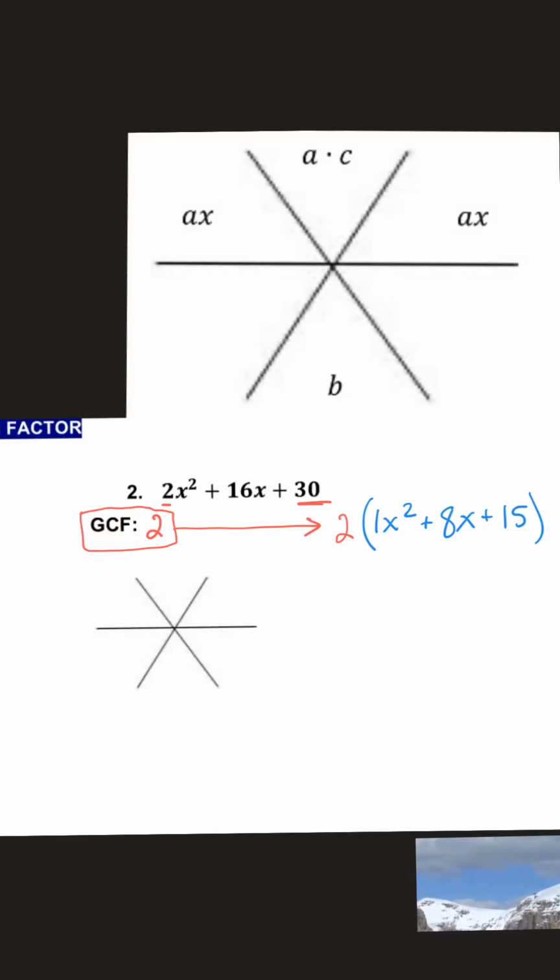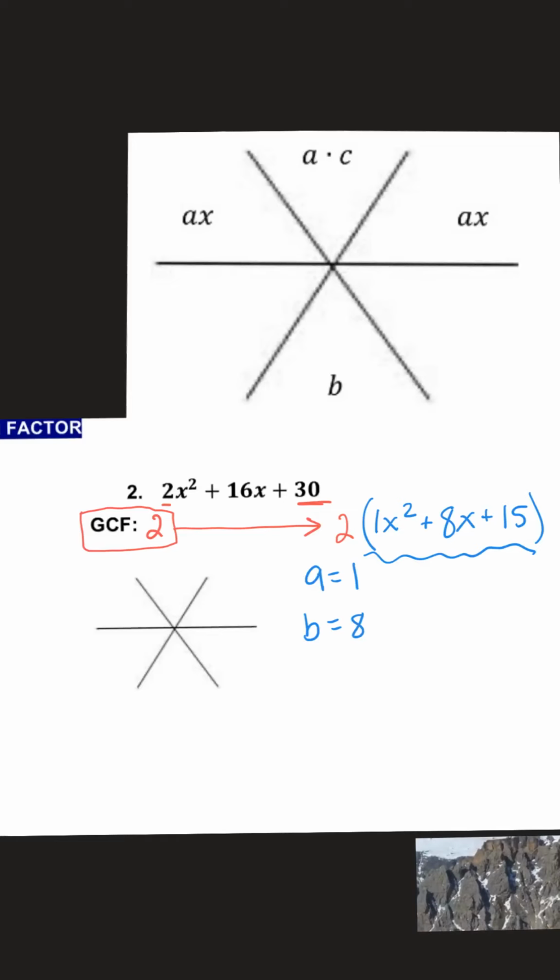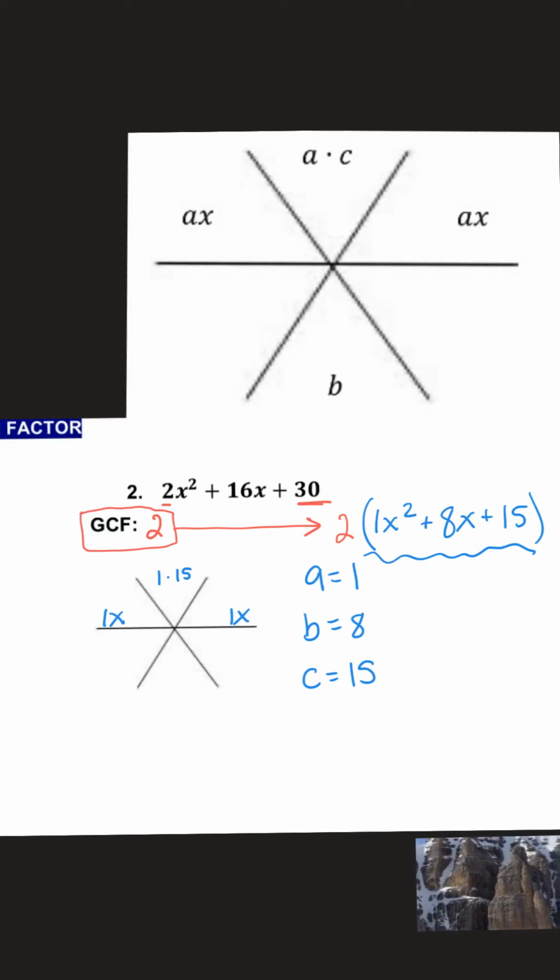Okay, now I'm going to list my a, b, and c with what's inside the parentheses. I'm going to leave my GCF alone. So I have my a equals 1, b equals 8, and c equals 15. Now all I have to do is plug in my butterfly. So I have 1x and 1x, 1 times 15 on the top, and then 8 on the bottom. And 1 times 15 gives me 15.